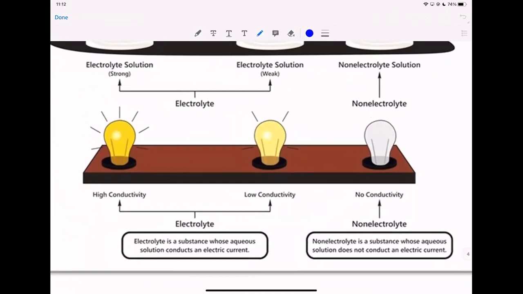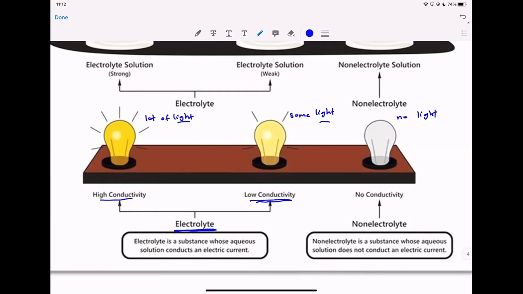When you have the results, what you will see is a lot of light, some light, or no light. Now, whether you're talking about a lot of light or some light, those are both because of an electrolyte. A lot of light is high conductivity. There's a lot of electricity being conducted, so you get a lot of light. Some light is some electricity being conducted, so that's low conductivity.